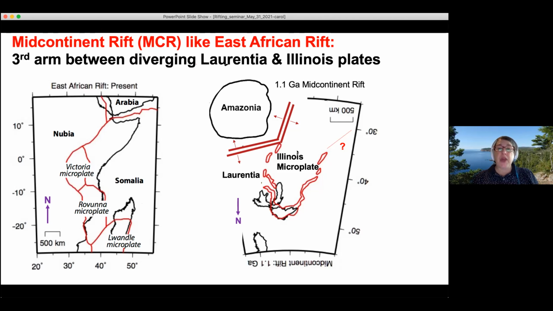At the time of the active extension for the Midcontinent Rift, the Illinois microplate was moving away from the rest of Laurentia. And the rift failed. It didn't succeed and become a passive margin on both sides. And so the Illinois microplate was reincorporated within Laurentia.